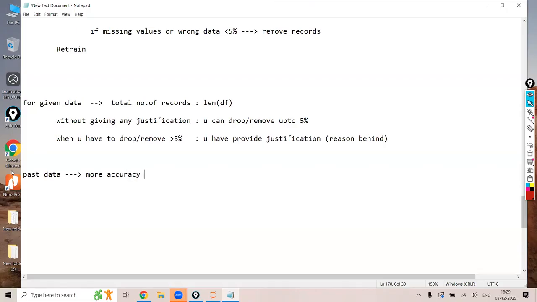Sir, I am going to remove this, sir. Why are you removing it? Sir, if I remove it, accuracy increases, sir. For accuracy increasing, you should not do that. Your work has to bring the accuracy.